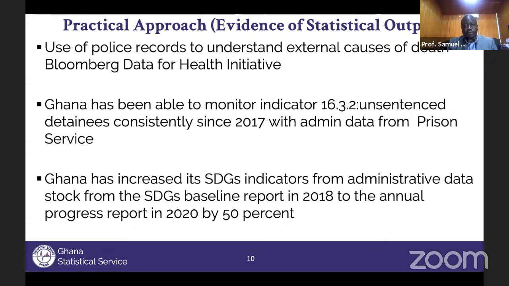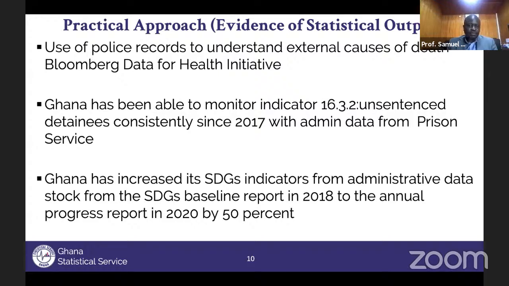With support from Bloomberg Data for Health Initiative, we've been able to use police records to understand external causes of death. Here specifically, we are looking at road accidents, homicides, and so on. And also from the prison services, we've been able to monitor indicator 16.3.2, which is on unsentenced detainees. And since 2017, we've consistently done that.